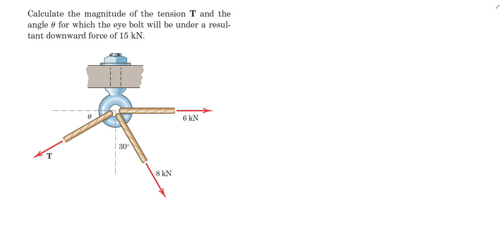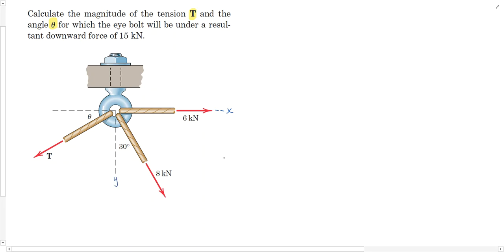All right, for this problem, we are asked to calculate the magnitude of the tension T and the angle theta for which the eye bolt will be under a resultant downward force of 15 kilonewtons. We don't have a coordinate system here, but we could certainly apply one very quickly. We could just call positive x to the right and positive y down.